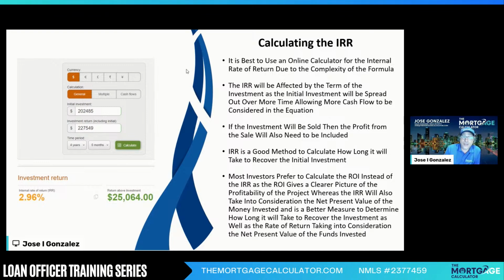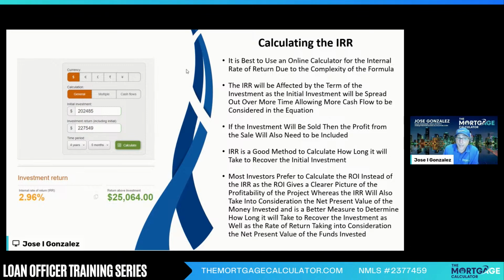Now, the main thing the internal rate of return is good for is that it's a good method to calculate how long it will take to recover the initial investment when you take into consideration the net present value of the money. Because as I was stating earlier, if you have that money available to you now, is it better just to put it in some interest bearing instrument, or is it better to put it into wherever you're going to invest it, or is it better just to let it sit? I mean, a lot of considerations because of the net present value and the future value of the money.